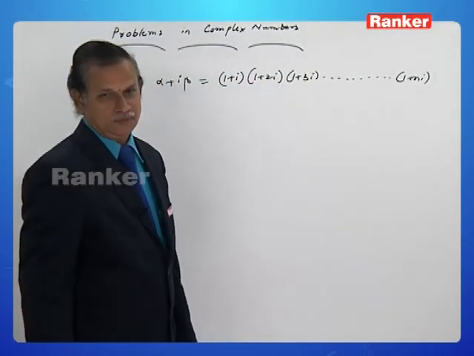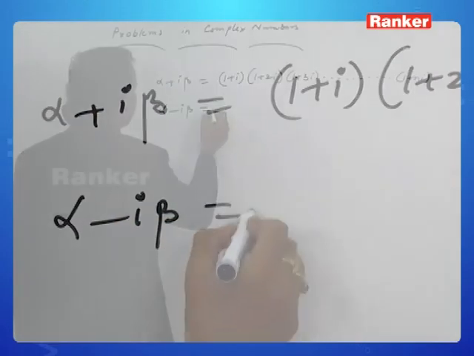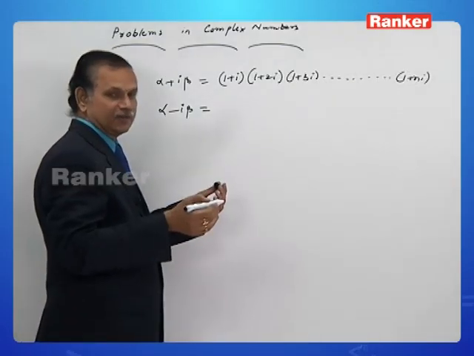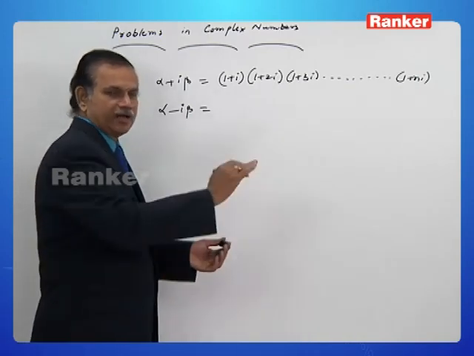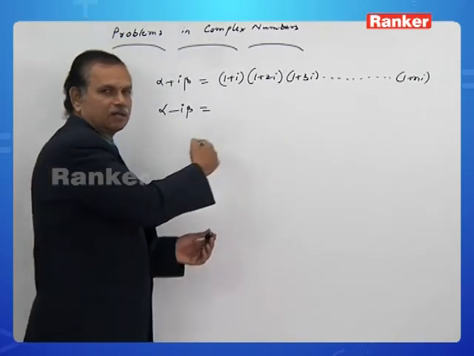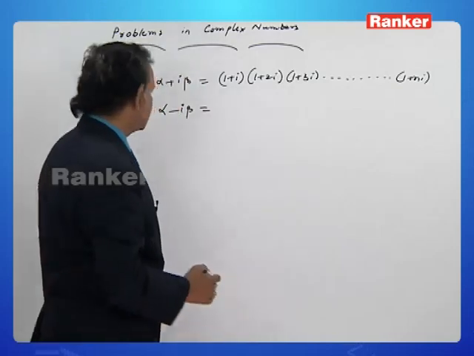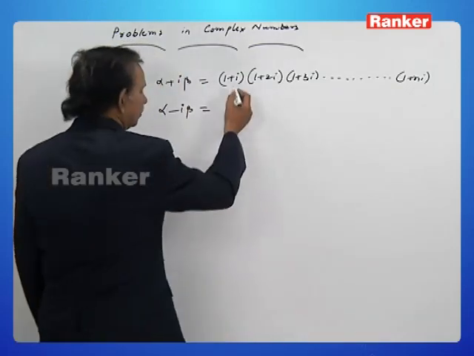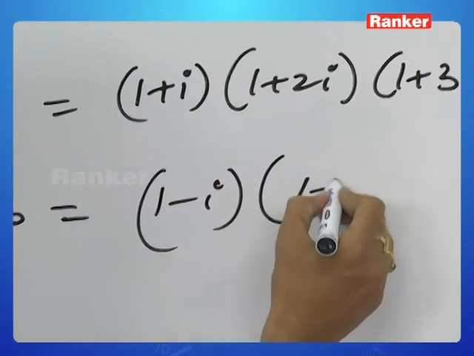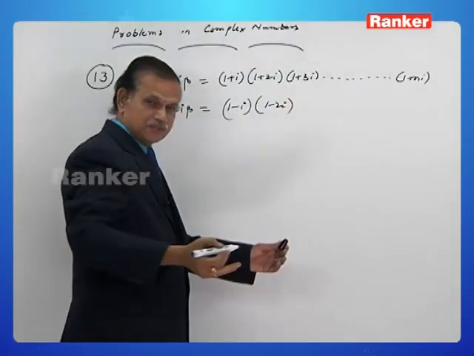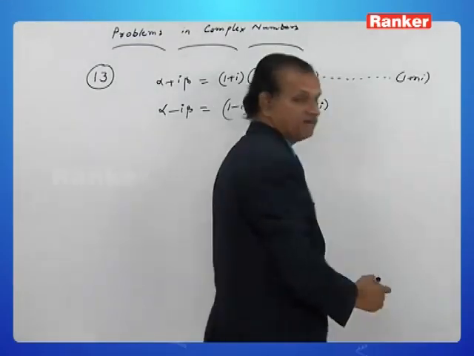up to (1 plus ni). Well, let me find alpha minus i beta. What is alpha minus i beta? The conjugate of alpha plus i beta. That is, I am going to consider the complex conjugates of each and every complex number which is present on either side of this equation, both left hand side and right hand side. What is going to happen? Alpha minus i beta is equal to conjugate of 1 plus i, conjugate of 1 plus 2i, conjugate of 1 plus 3i, and so on, conjugate of 1 plus ni.